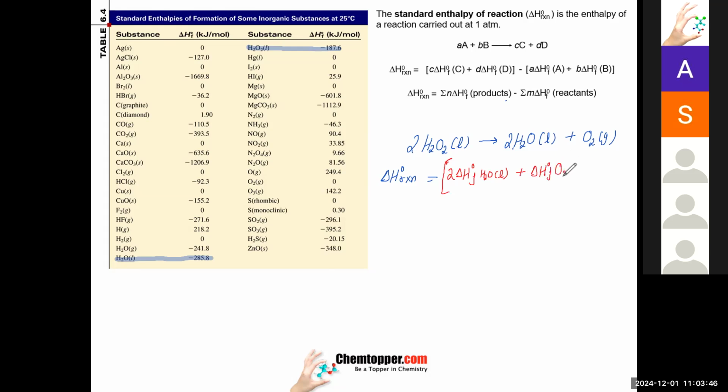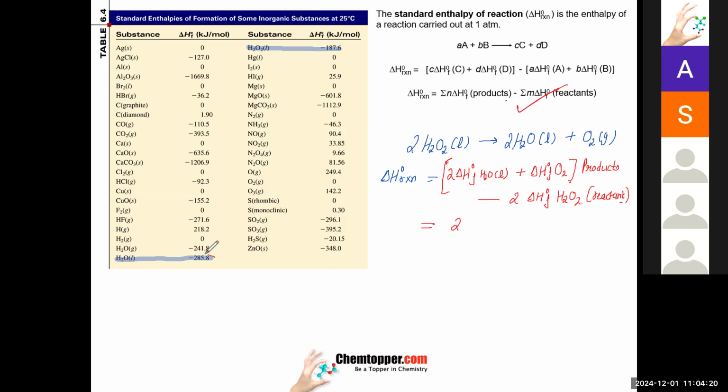Is this the final answer, Sarthak? You did one big error. One is H2O2, Sarthak. These are the products, summation of products, and this is the reactant. I'm using this equation, children. Plug in the values.